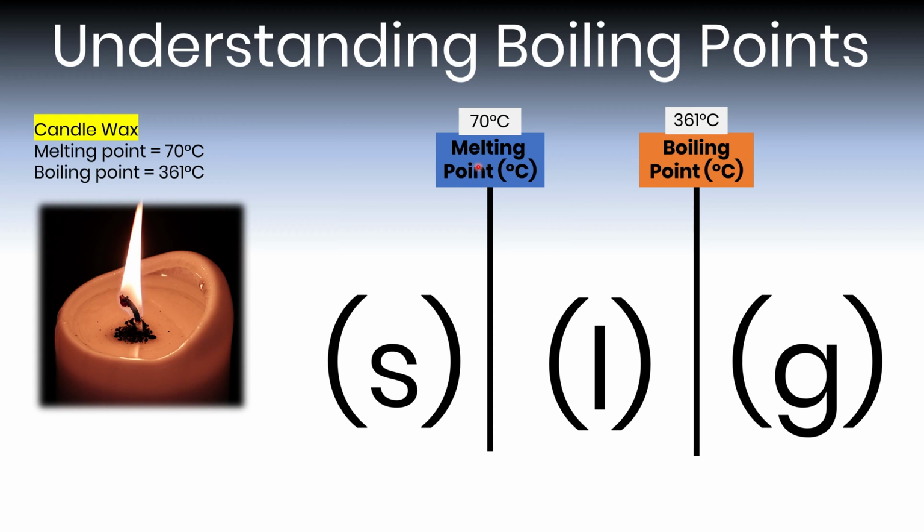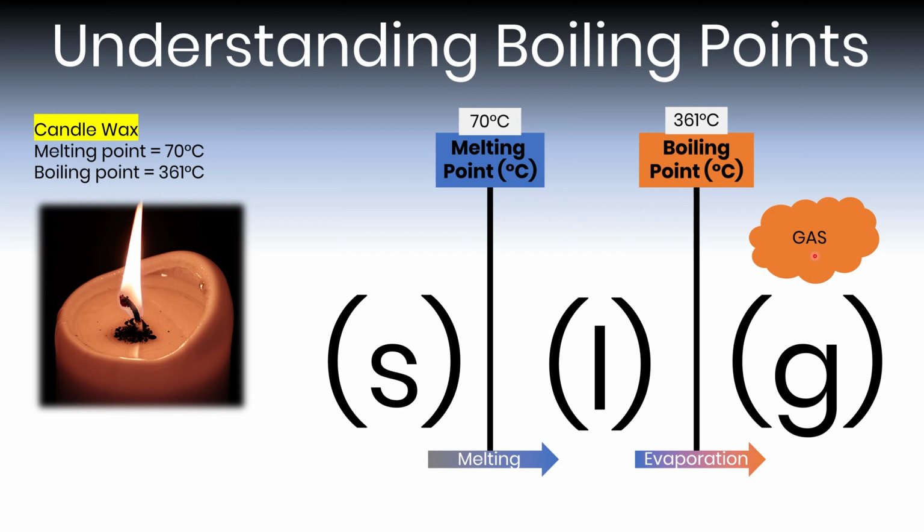If we had candle wax at a temperature below 70 degrees Celsius, then it would be a solid. If we heated it above 70 degrees Celsius, its melting point, then it would melt and it would change into a liquid. If we heated it further so that its temperature was above 361 degrees Celsius, then it would evaporate and it would change into a gas.